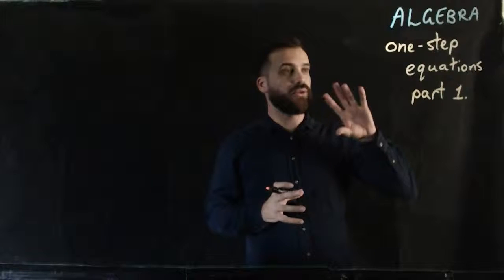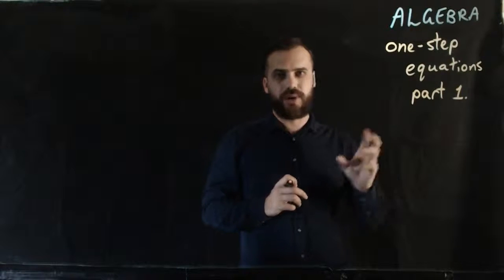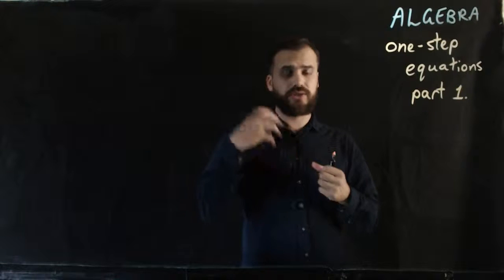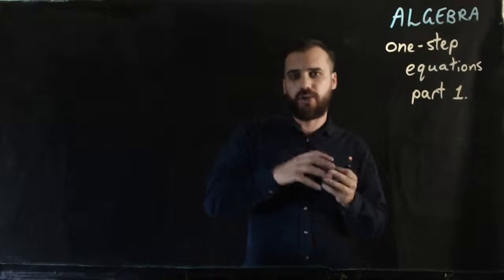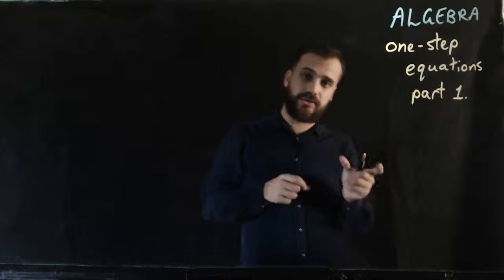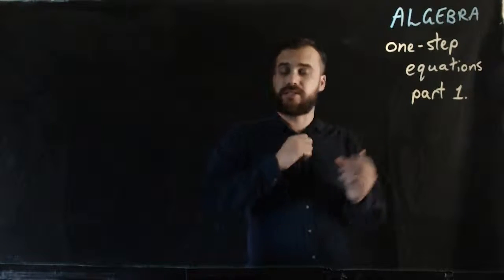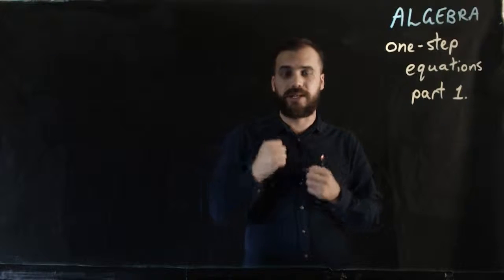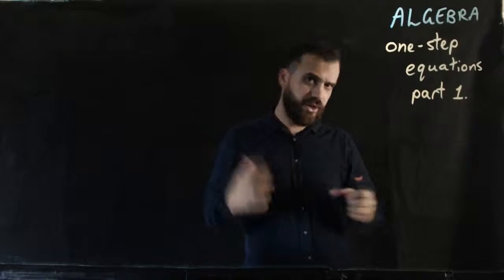So in this video I want to look at one-step equations, part 1. In previous videos we've looked at algebra and how it works and what the equal sign is and how you have to do the same thing to the left-hand side, you have to do it to the right-hand side. We're going to get stuck into some proper algebra here and we're going to start doing some maths, real maths.